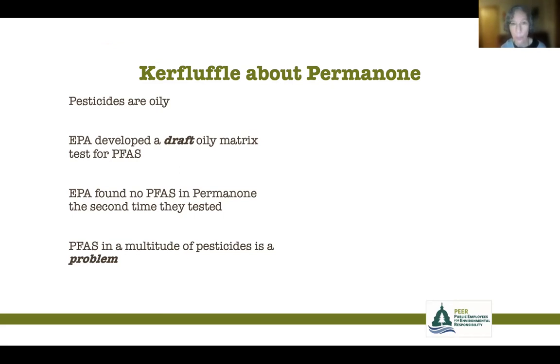They retested Permanone, and their new test showed no PFAS. So they thought that perhaps some of the tests that were approved prior to this draft test were giving us false positives. However, we do know, PEER does know, and the Maryland Pesticide Education Network knows, that there are PFAS in a number of pesticides. We don't know about Permanone because the EPA is questioning it now. We do know it's in a multitude of pesticides, in a plethora of them, as either inert or active ingredients, and perhaps also additional contamination from other storage containers.